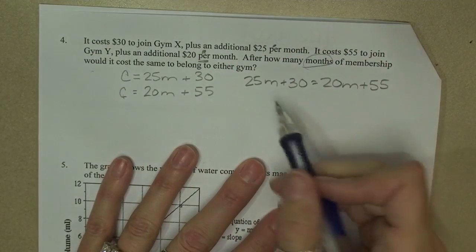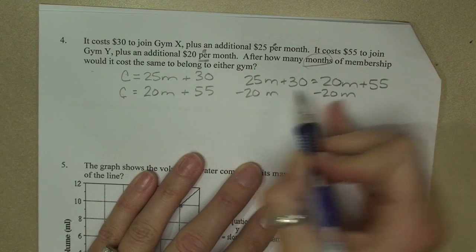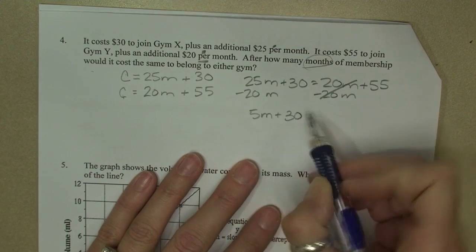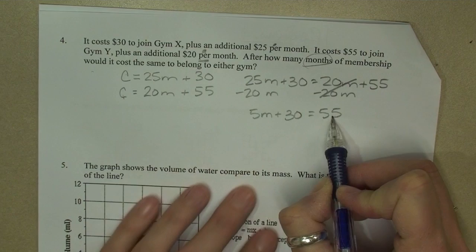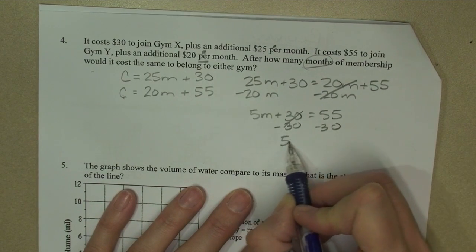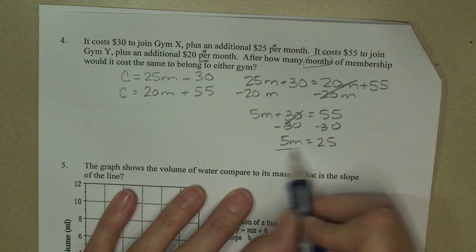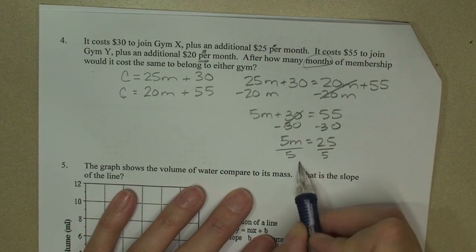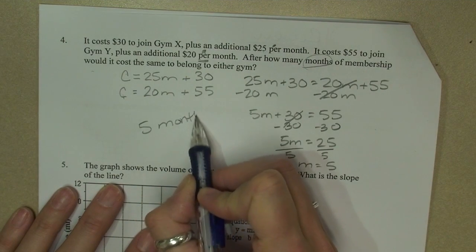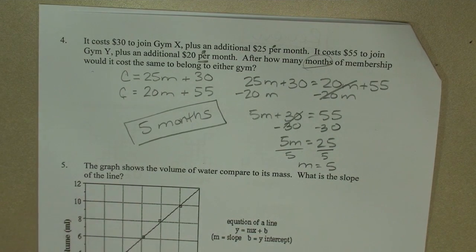So I don't have any distribution, but I do need to get the variables on the same side. I'm going to subtract 20m from both sides, and that gives me 5m plus 30 on this side and 55 left on this side. And then my numbers have to go on the other side. So I have 5m equals 25, right? And then divide by 5. So I get m equals 5. So 5 months is when the membership to either gym will cost the same amount of money.